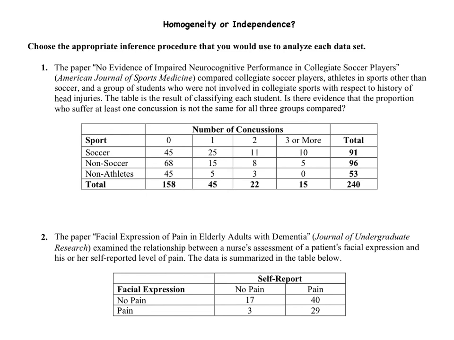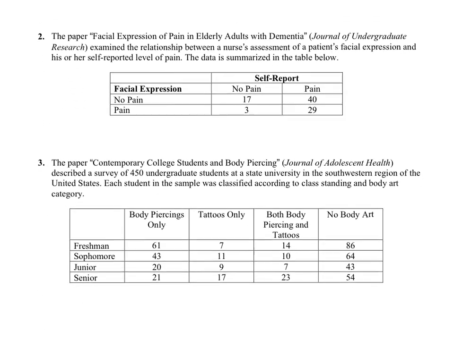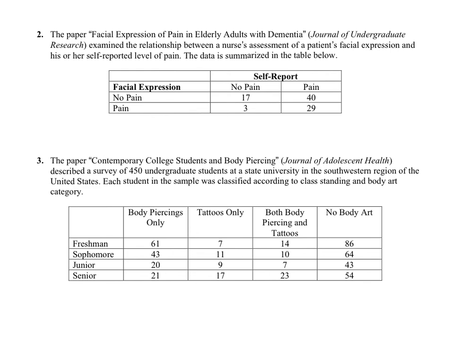First one, what did we say? Homogeneity or independence? Homogeneity, because it is separate groups. There was a separate sample taken of soccer players, non-soccer players, and non-athletes. Second question, what did we say? Independence. Single sample taken. Third one also should have been a test for independence. That go okay? Okay, questions for me? Because again, it's a single sample. So we took a sample of 450 people that were then classified by class standing and body art.